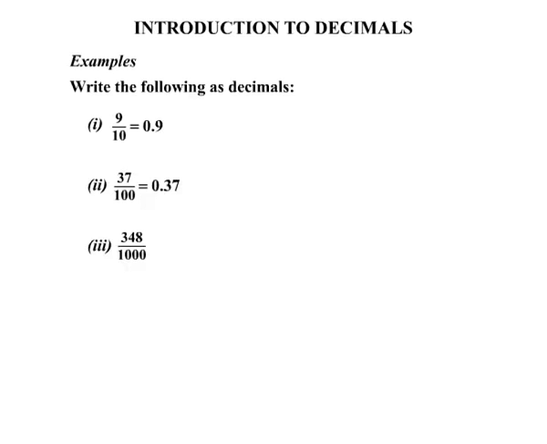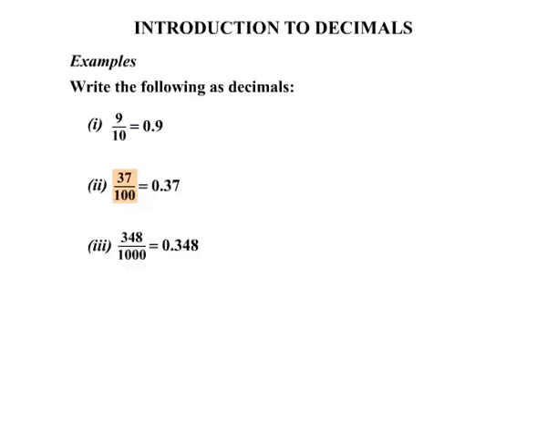348 over 1000 will be 0.348. Now let's go through these three and work out how we arrived at each. 9/10ths. Now because it is over 10, we are just looking at one decimal place. When it's over 10, we have one decimal place.